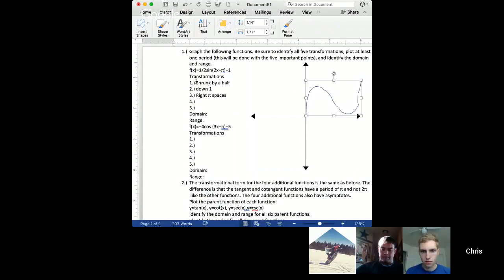Do you guys remember what the 5 transformations are supposed to be? Don't remember off the top of my head.